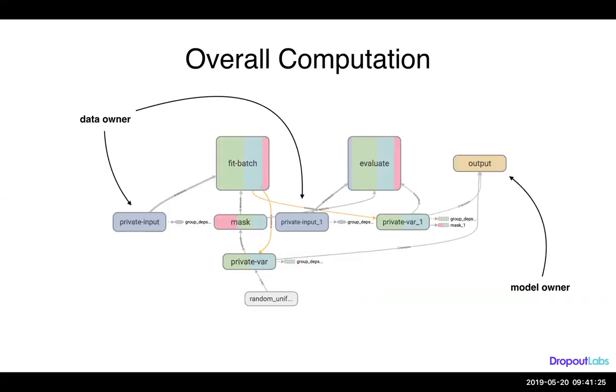The overall computation looks like this. So again, we can go in and inspect, saying, okay, for the training process, the data owner was involved. And then afterwards, the model owner got to see only the results of the computation.